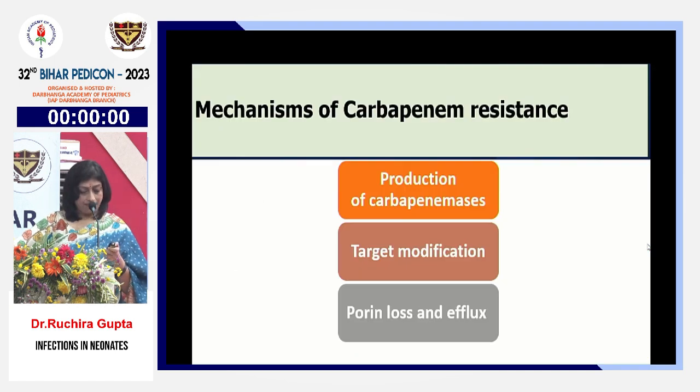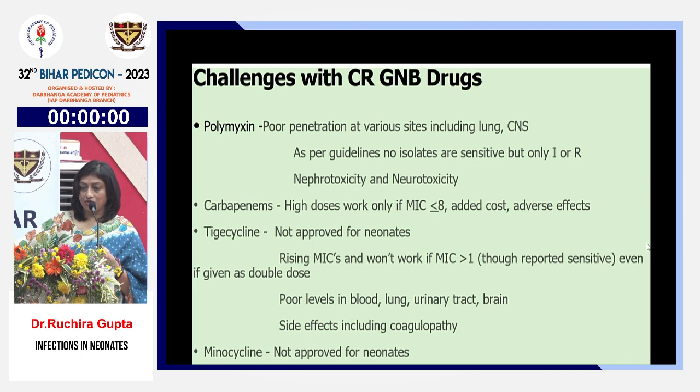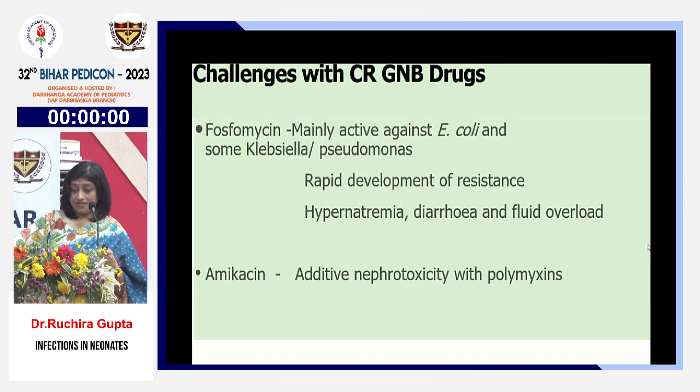Coming on to, I will not go into carbapenemase resistance and all. I will require only 1 minute for completing this, because this is important. There are challenges with carbapenemase-resistant organisms, and again there are challenges with whatever new drugs are available. That is, drugs for carbapenemase-resistant GNBs. Polymyxins have their own side effects and limitations. Carbapenems, then tigecycline and all. Phosphomycin and amikacin: some cannot be given in renal involvement, some cannot be given in neurological involvement because of poor penetration and all.